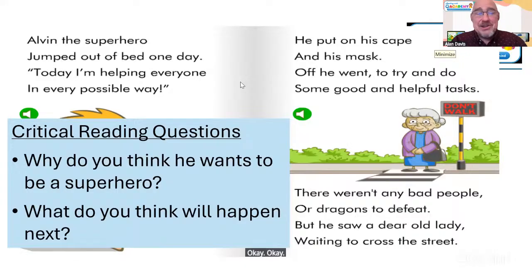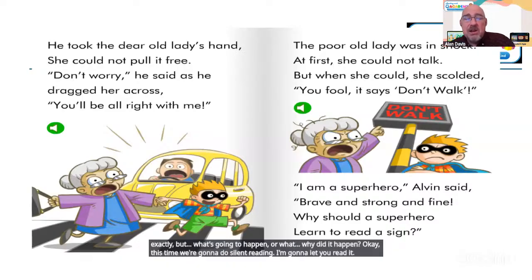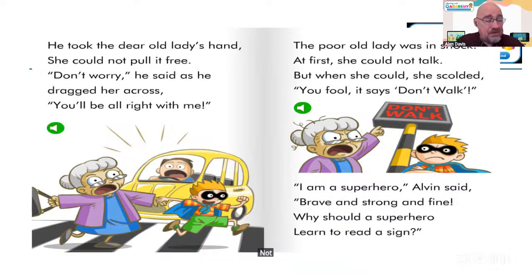Okay, so that's my critical reading questions. The point here is you don't always have to ask the same what happened exactly, but what's going to happen or why did it happen? This time we're going to do silent reading. I'm going to let you read it. I'm going to give you not so long, maybe just a few seconds to read it.